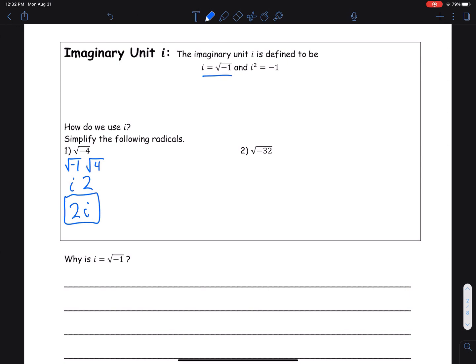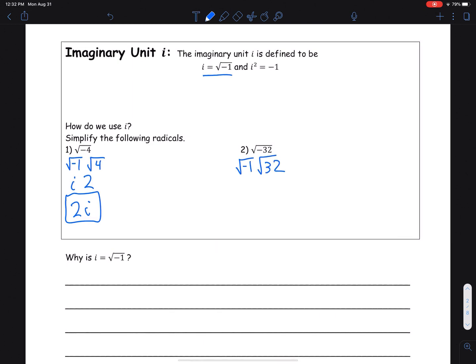Same thing with radical negative 32. I'm going to do the same thing. Take out a radical negative 1. And then what we have left over is radical 32. Simplify radical 32. That is radical 16 times radical 2. That's the highest perfect square. i for radical negative 1. Radical 16 is 4. So that would be i times 4 times radical 2. And that would be 4i radical 2.